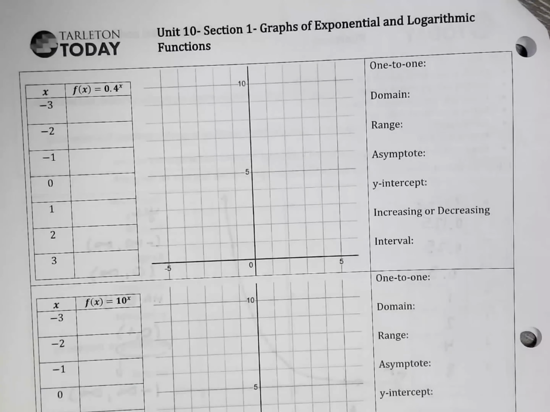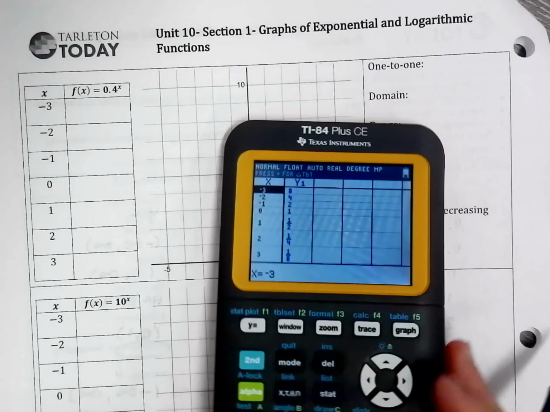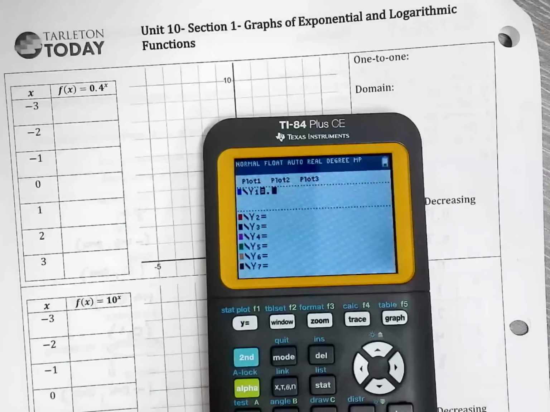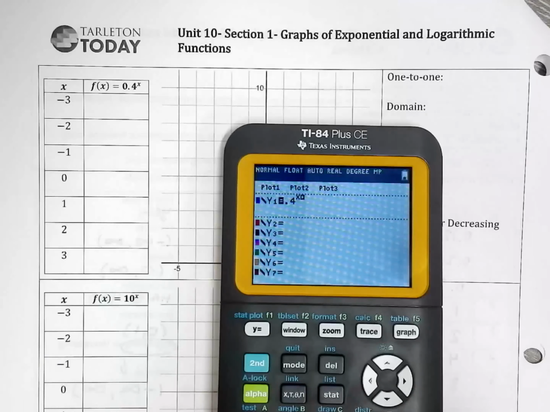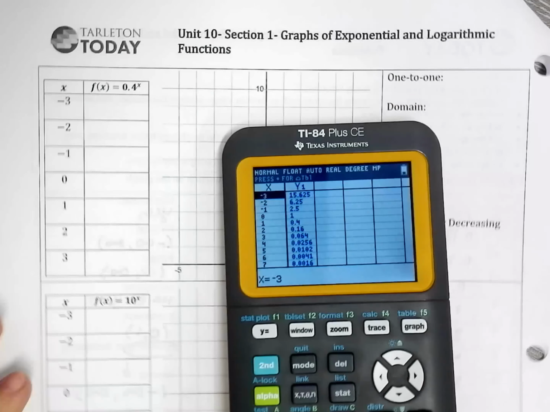Can we do one more? Okay. So right here, 0.4 raised to the power of x. And I'm just going to copy the table real quick.